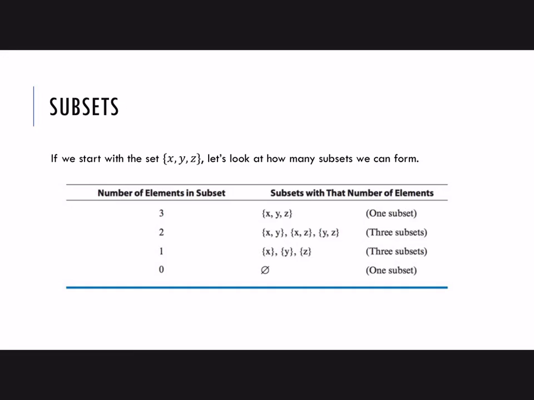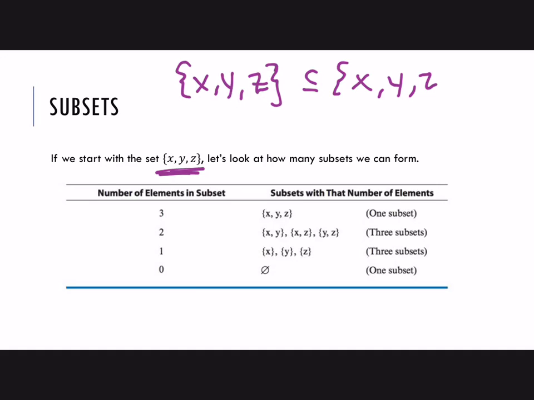Let's look at all of the possible subsets of the set containing X, Y, and Z. This chart is from your textbook, and it organizes the subsets based on how many elements are in them. We're just choosing elements from our main set. We could choose all 3 elements. It is a true fact that the set containing X, Y, and Z is a subset of itself, since we pulled all 3 of these elements from the set on the right.